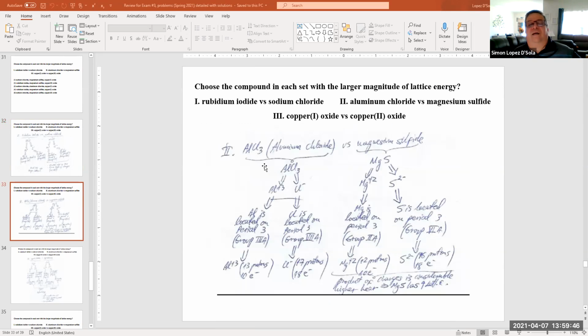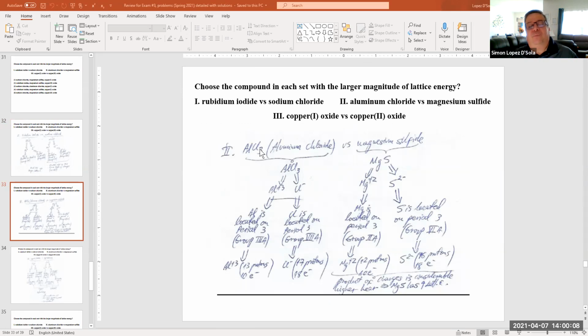Now let's analyze the second case: aluminum chloride versus magnesium sulfide. In this case, I will give you a very initial analysis, but then I will give you certain details that will destroy the analysis that we are doing here for aluminum. And I will tell you the reason for that.